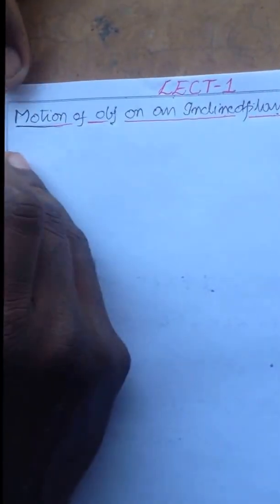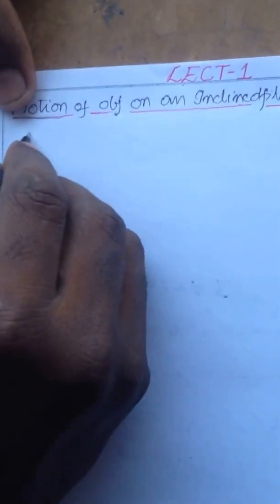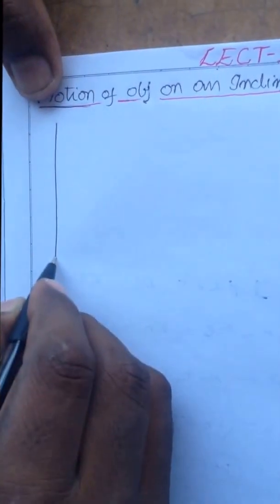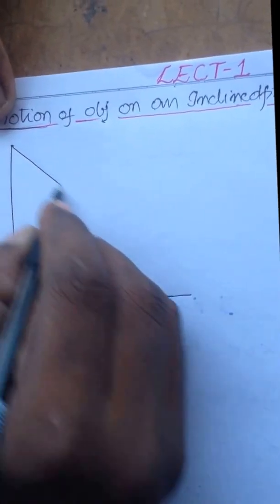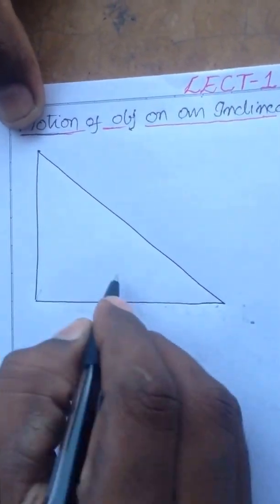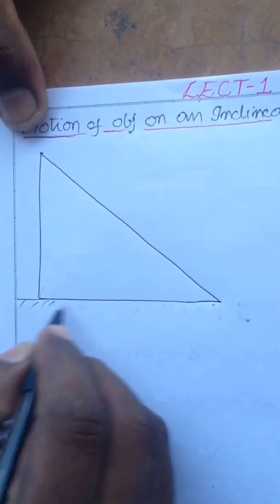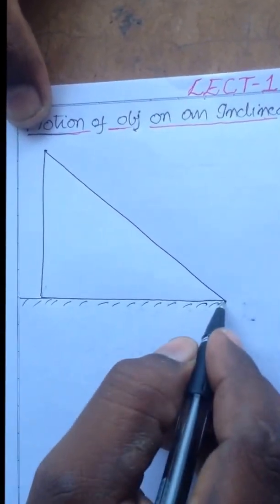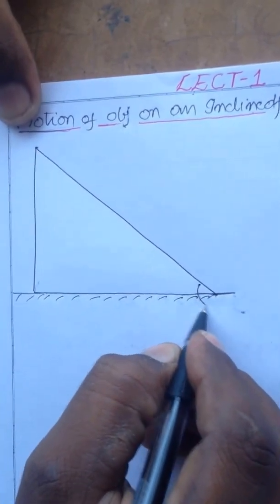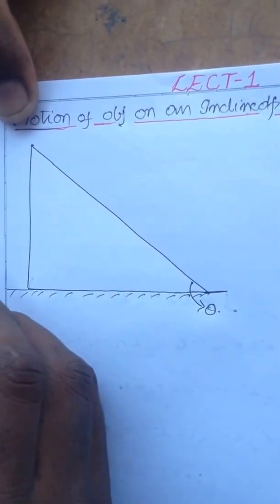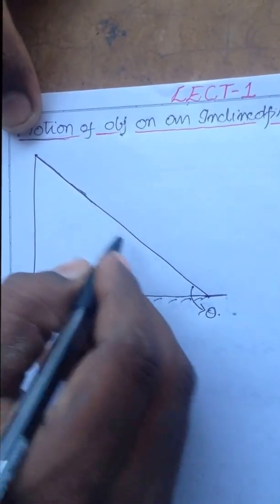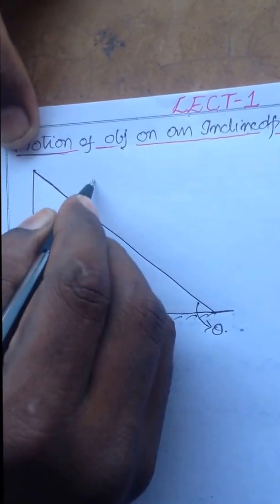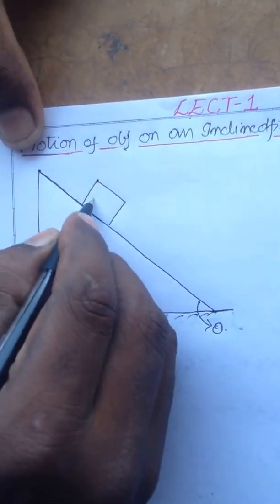Being the first lecture, in this I'm going to consider the simplest of its kind, a body on a fixed wedge. That is, here there is a wedge placed on a horizontal surface, and this wedge is fixed, that is, it doesn't move, it is not allowed to move on the horizontal surface. The angle of inclination of this inclined surface is theta with respect to the horizontal, and for simplicity's sake I am assuming this inclined surface is smooth. On the smooth inclined surface a block of mass m is kept.